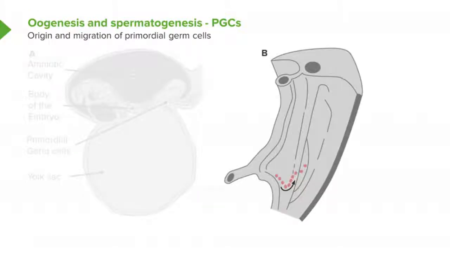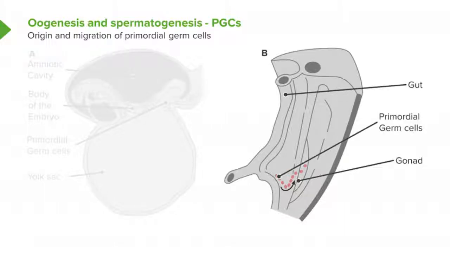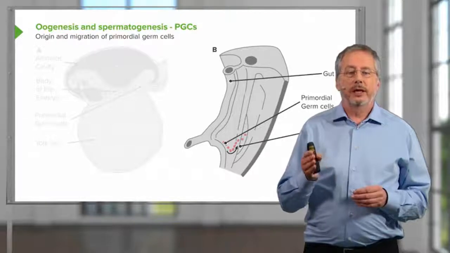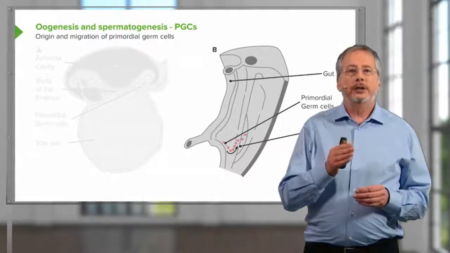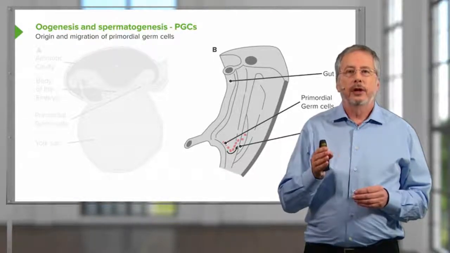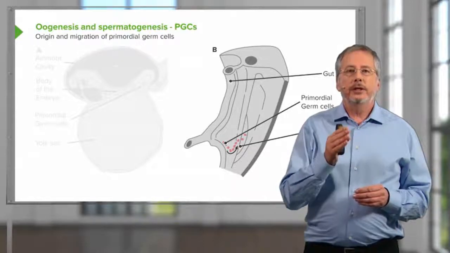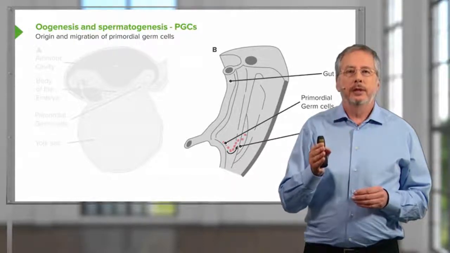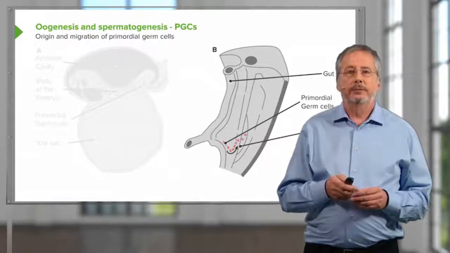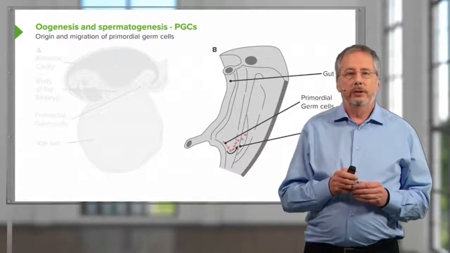At a slightly later stage, we have a cutaway view of the embryo, and we can see the gut in the midline, and the red dots show the path that the primordial germ cells are taking as they make their way towards the gonad. So they're actually migrating as individual cells, following signals within the tissues through which they're moving to find the gonad itself. There they will populate the gonad.